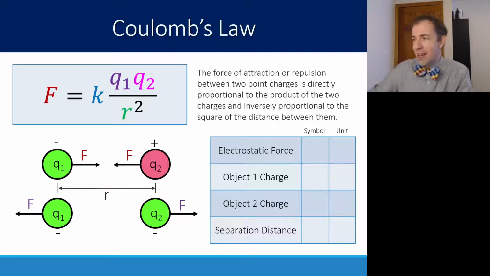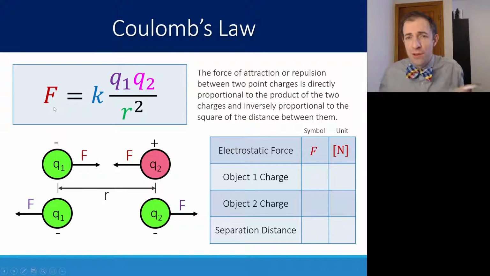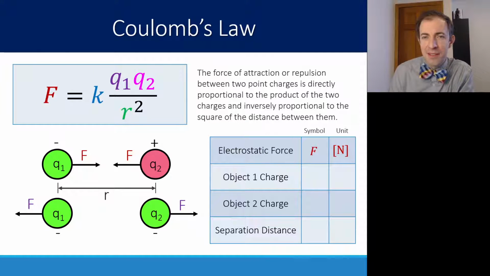Now, the amount of impact is different for these different variables. To understand that, let's look at this relationship. This is known as Coulomb's law, and it's talking about the force of attraction or repulsion and how it's related to the charge of the objects and the separation distance. You should be familiar with the different symbols and units associated here. Electrostatic force, we're going to call that capital F, and we'll still use newtons, just like we did when we talked about forces earlier on in physics.